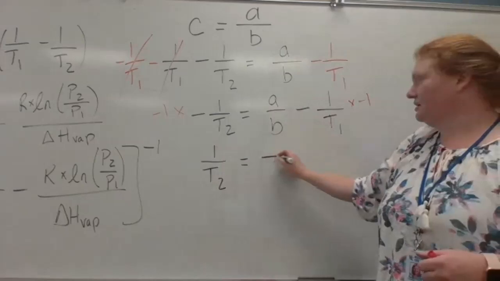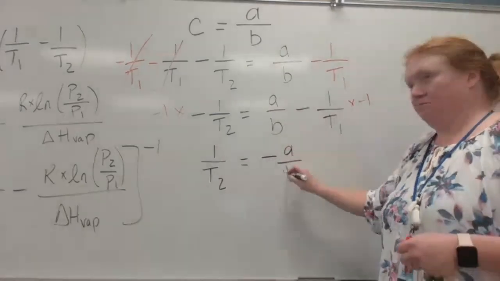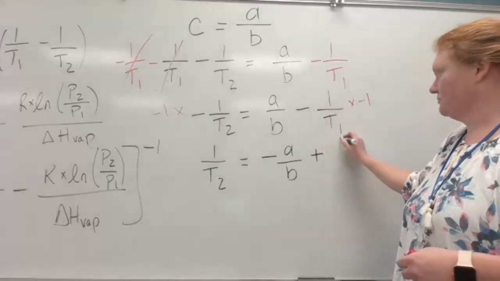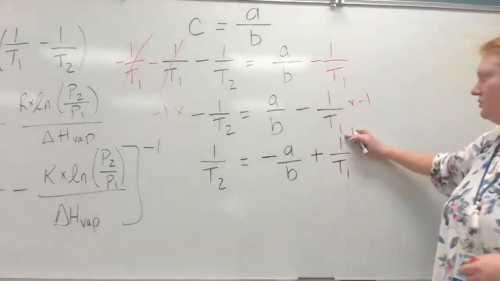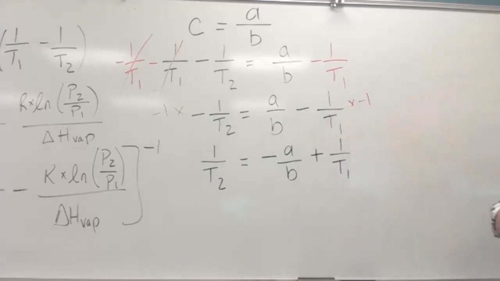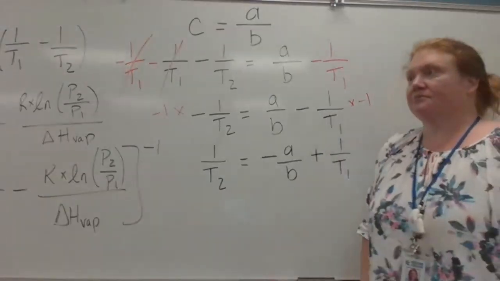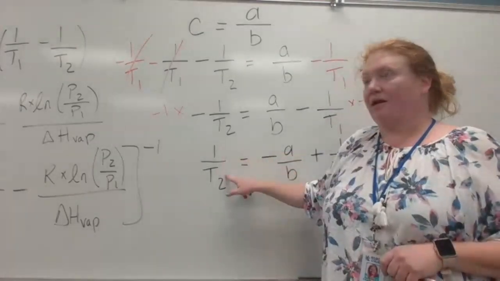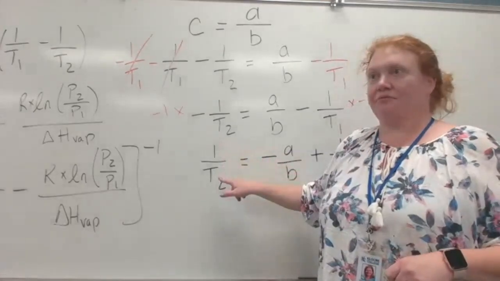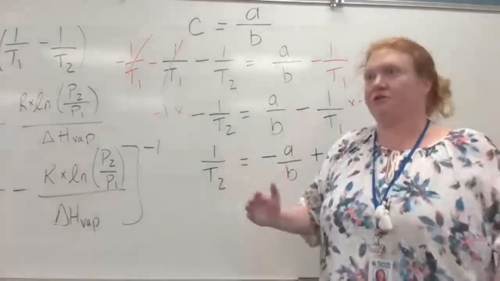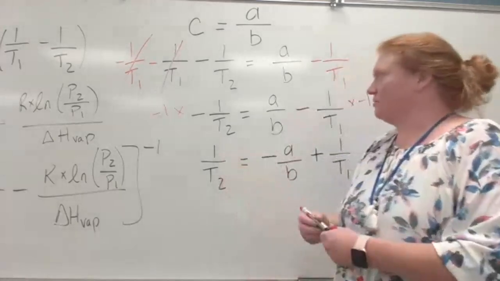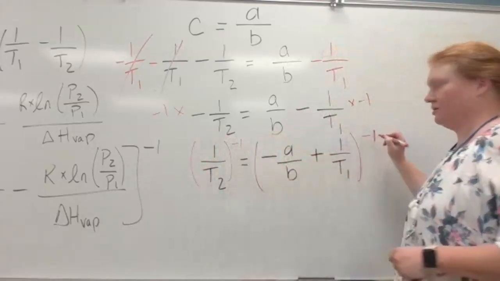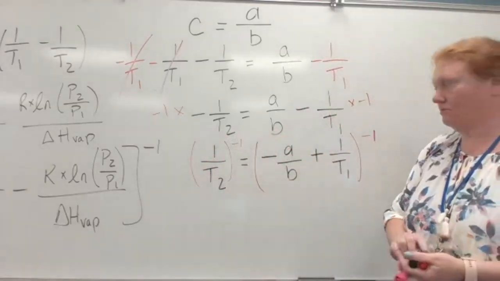So what do I have now? Negative A over B. What? Plus 1 over T1. Okay. And then the last thing is that this is still on the bottom of this fraction. I don't want the inverse value of 1 over T2. I just want T2, which means I have to do what to both sides? Raise it to the power of -1. Right.